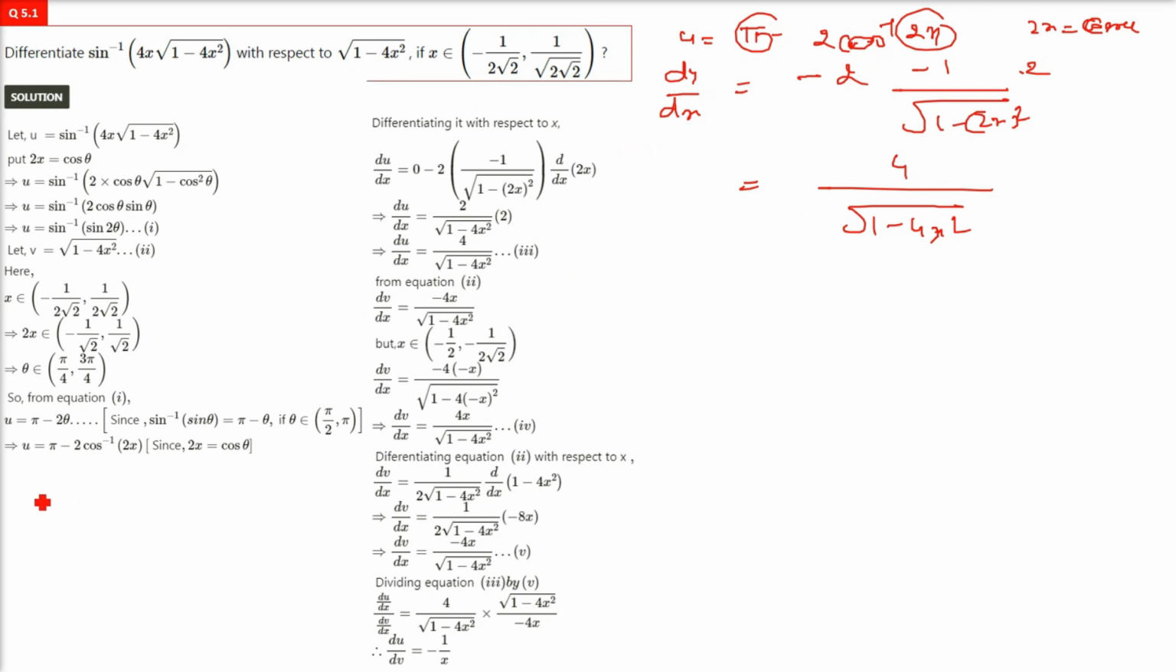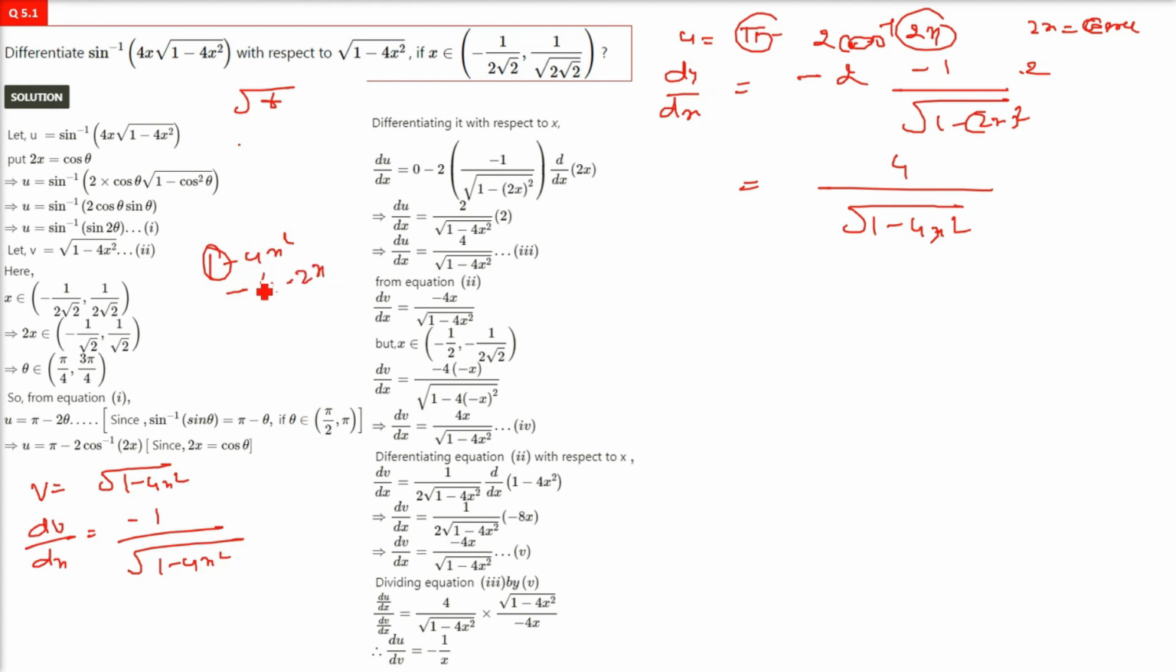Remember, v is equal to under root 1 minus 4x square. So it will be 1 by twice of under root of that. If you assume it to be just root t, differentiation will be 1 by twice of under root t. There is no negative there, okay? There is a mistake, there is no negative. And then 1 minus 4x square differentiation: 1 is 0, and minus 4x square is minus 8x.